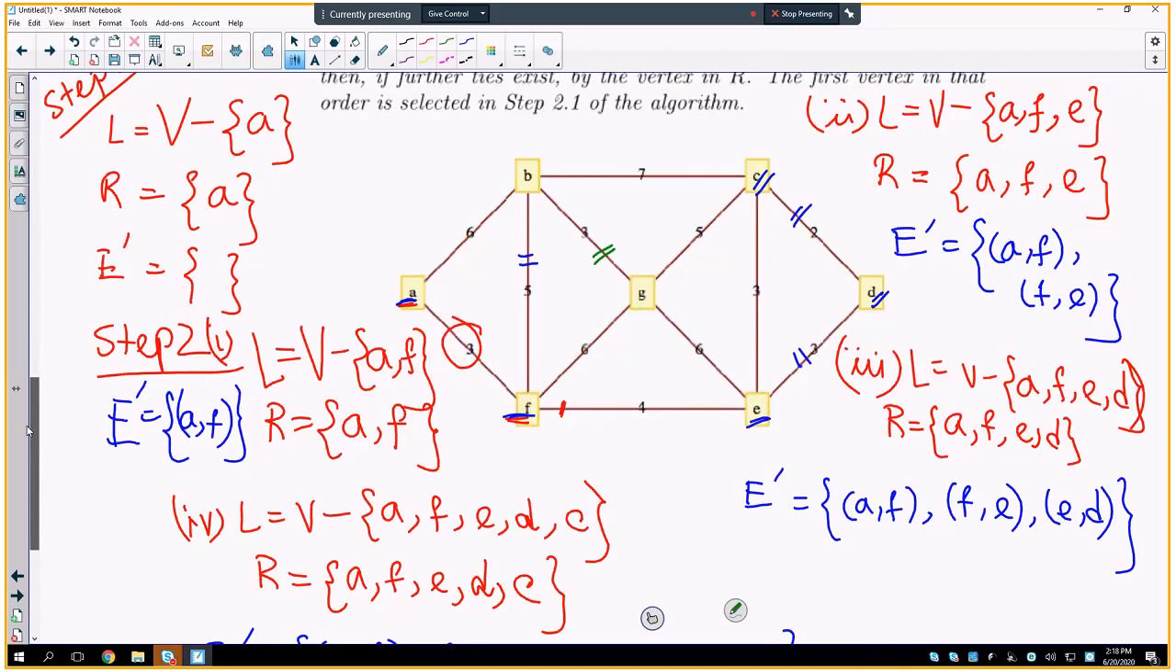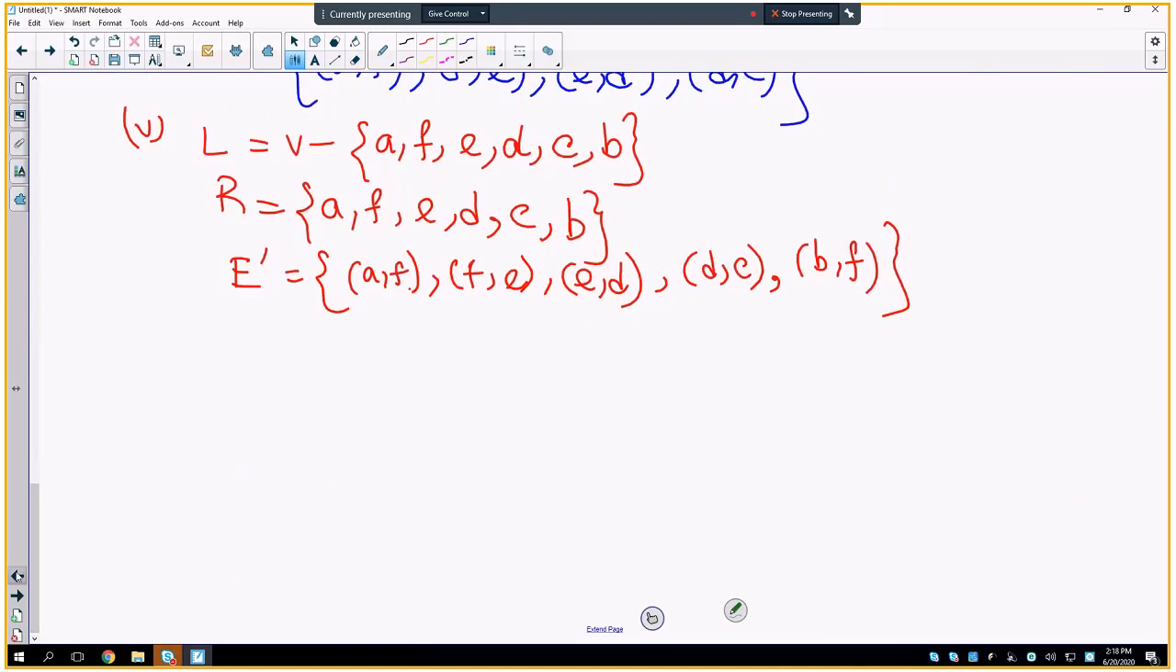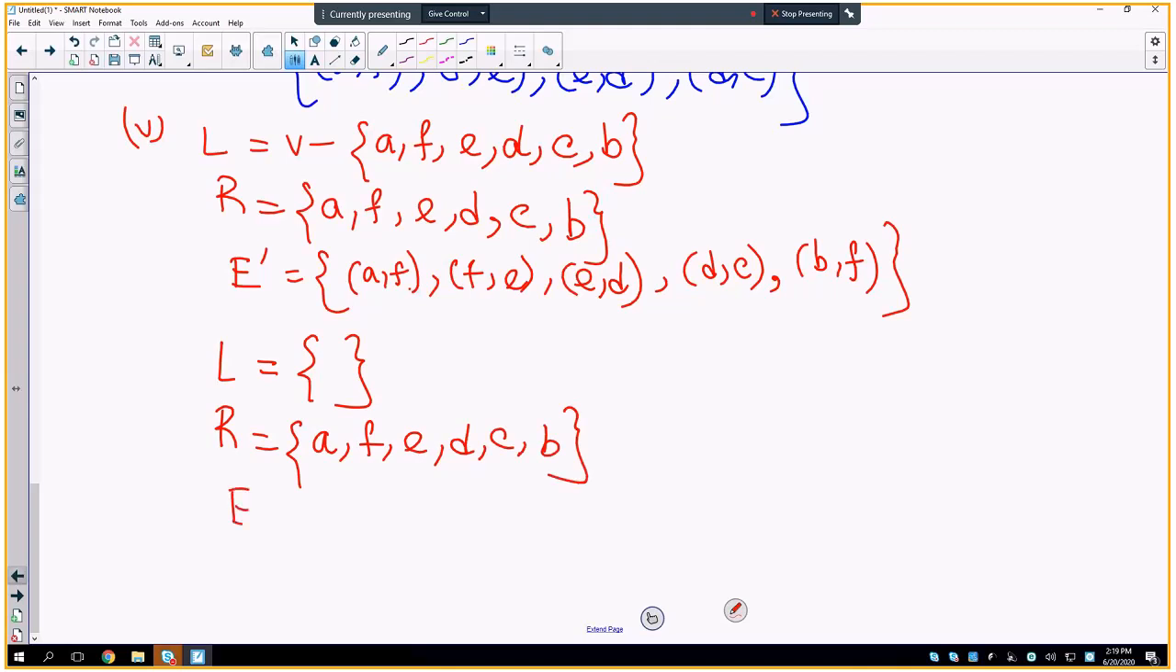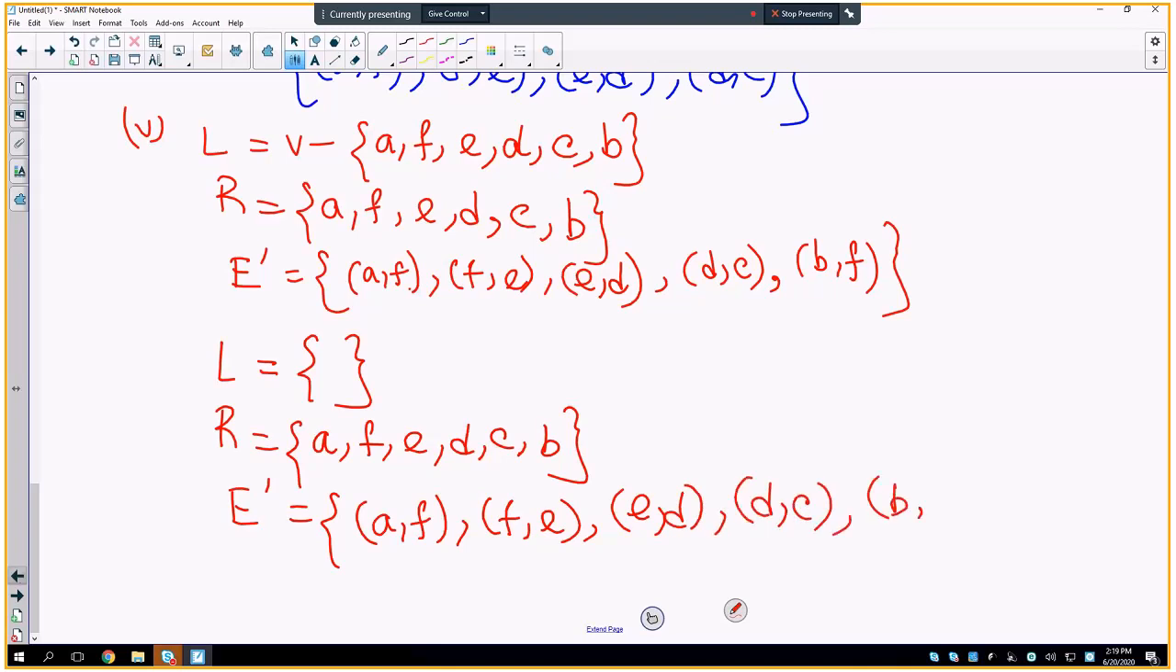So I will go ahead and do it as we were instructed. We will now write down L. Remember, we included G, so this set has become empty now. And R has become all these vertices, A, F, E, D, C, and B. And the set of edges has become AF, FE, ED, DC, BF, and finally we did BG. So that's all my edges. And this has given you precisely the minimal spanning tree.